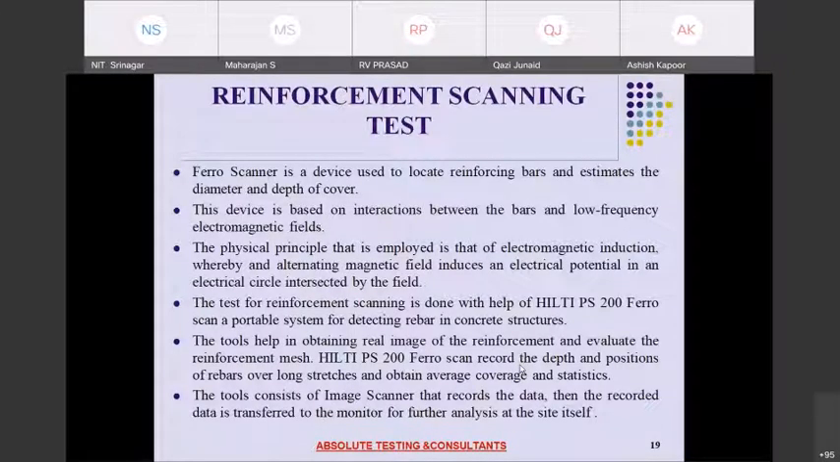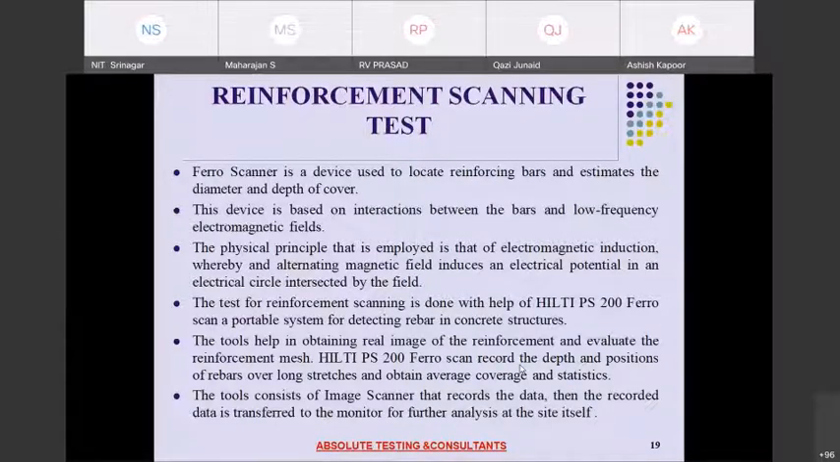Then after that, we conduct the reinforcement scanning test, or we can call it ferro scanning. Ferro scanning is a device which is used to locate reinforcement bars and estimate the diameter and depth of the cover. We have to use this type of instrument where we are not aware of the drawings, or the drawings are not available with the department or client. So we have to find out what is the reinforcement provided, what is the size of the reinforcement, what is the cover, what is the center to center distance between the reinforcement bars.